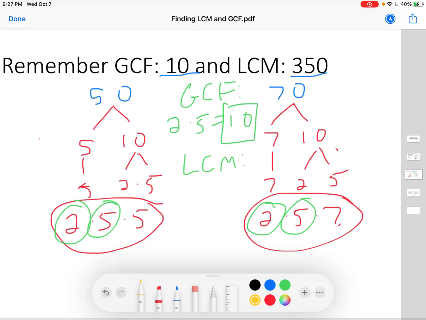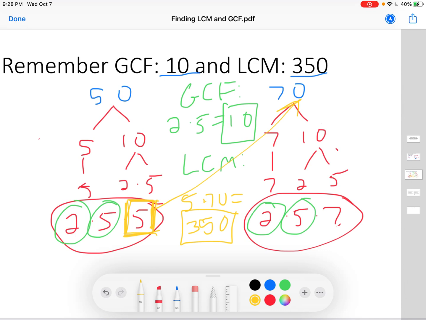So the thing you actually multiply by is the uncommon number. The uncommon number is what has not been multiplied to create that number. This 70 has a 2, a 5, and a 7. It doesn't have a second 5. So we'll do 5 times 70. 5 times 70 is 350, and that is the least common multiple, the same number we got before.